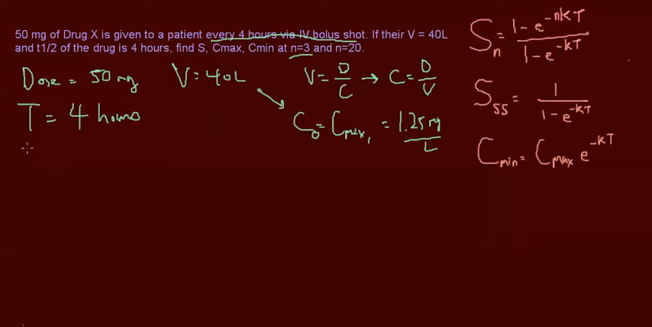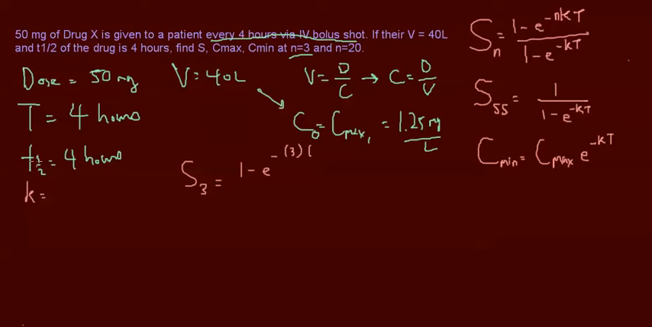So we've got half-life of the drug is 4 hours, and we want to find S. So let's find S first. The equation for S is right here. So let me use a different color, and we'll say S n, n equals 3, is equal to 1 minus e to the negative, N would be 3, K is going to be, oh, sorry. See? Just got to convert everything.